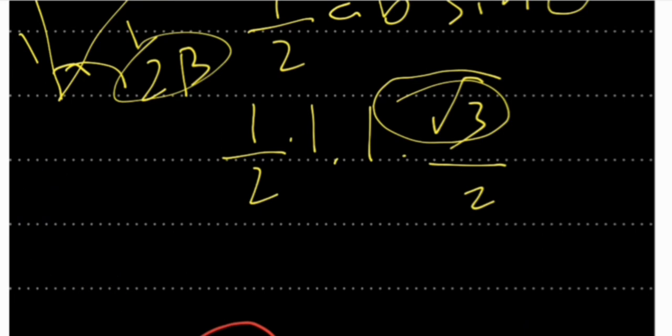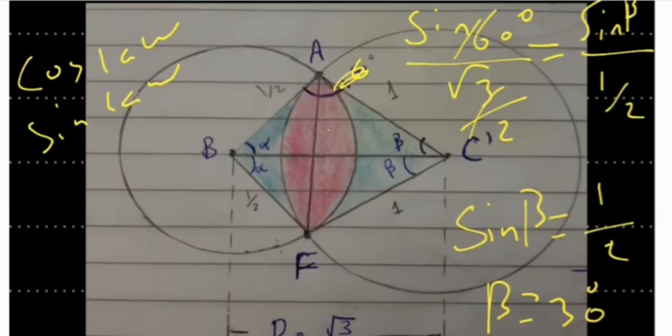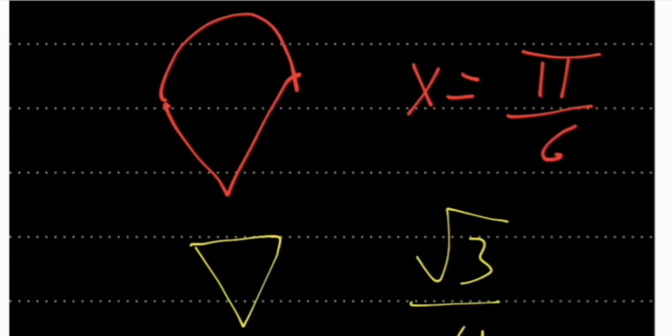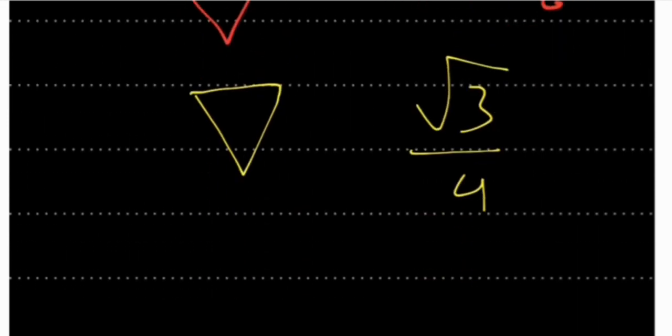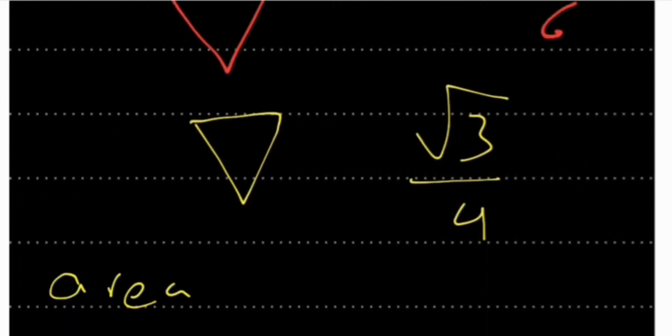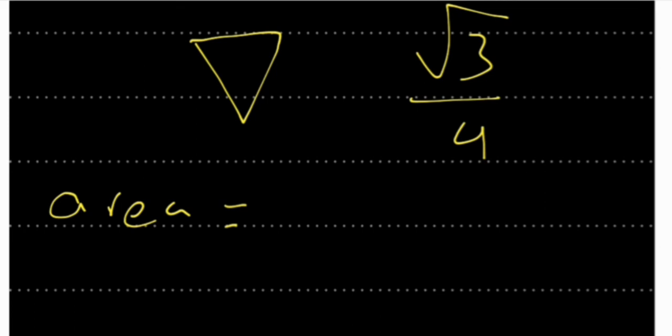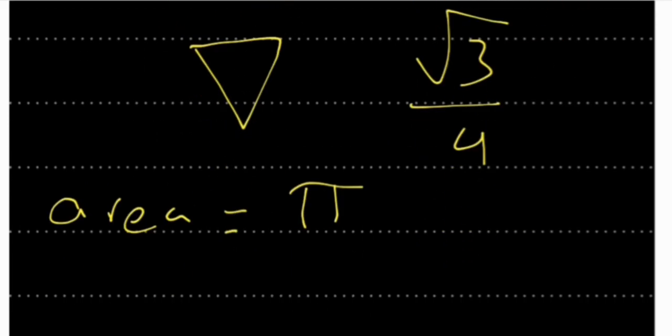Now look, what part do we want from it? We want only this part over here, right? So we need to subtract them. We need only this part over here. So our part of the area is what it is. It was the whole thing, pi divided by 6 minus the square root of 3 divided by 4.